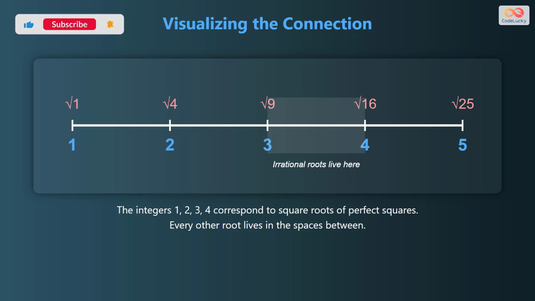Let's look at this on a number line. The integers 1, 2, 3, and 4 align perfectly with the square roots of 1, 4, 9, and 16. If we want to find the square root of a number between 9 and 16, the value must physically sit between the integers 3 and 4.